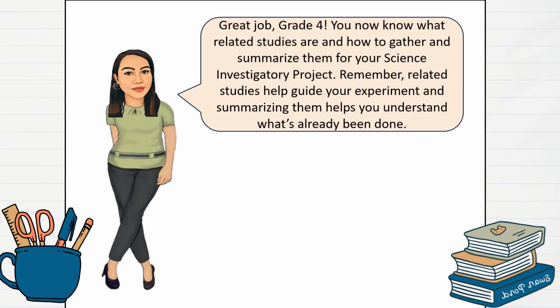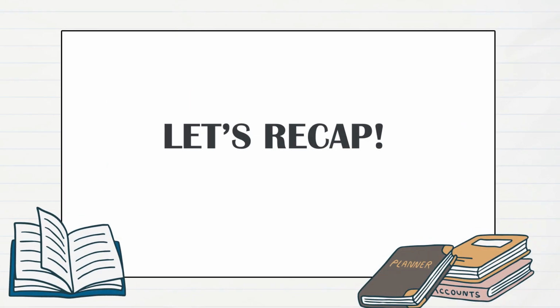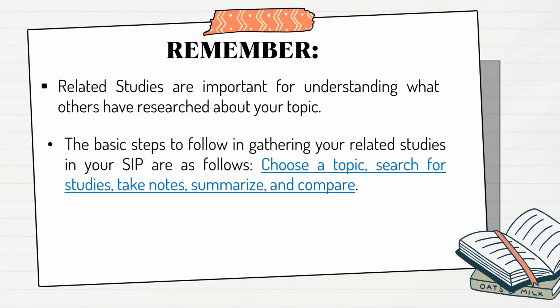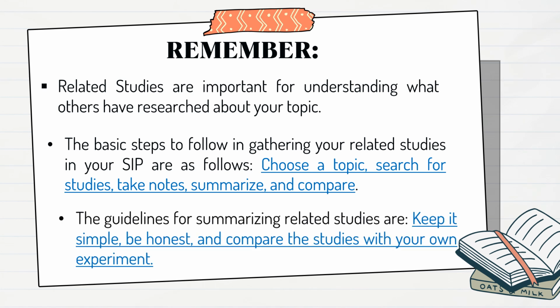You now know what related studies are and how to gather and summarize them for your science investigatory project. Remember, related studies help guide your experiment, and summarizing them helps you understand what's already been done. Let's recap. Related studies are important for understanding what others have researched about your topic. The basic steps to follow in gathering your related studies in your SIP are as follows. Choose a topic, search for studies, take notes, summarize, and compare. The guidelines for summarizing related studies are: keep it simple, be honest, and compare the studies with your own experiment.